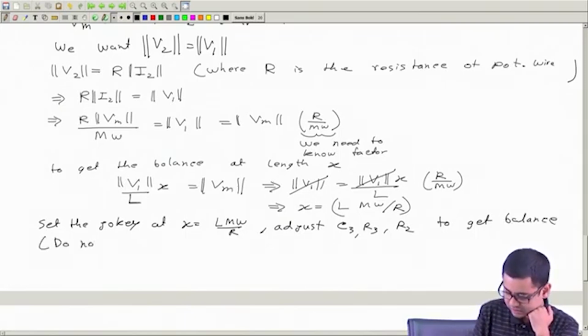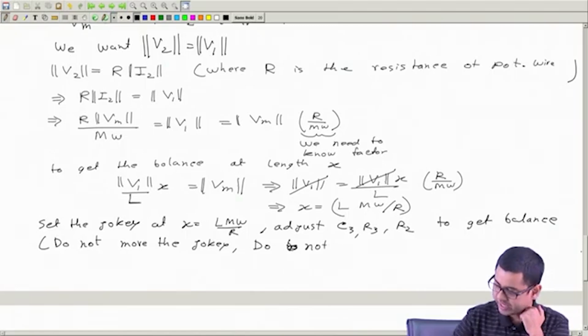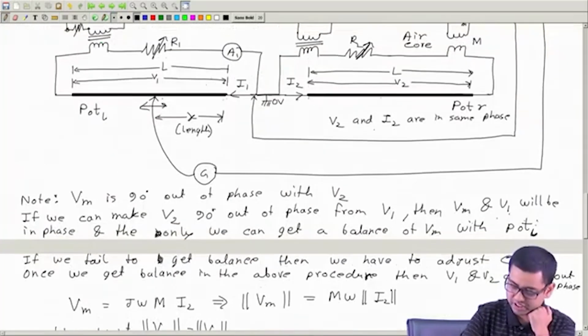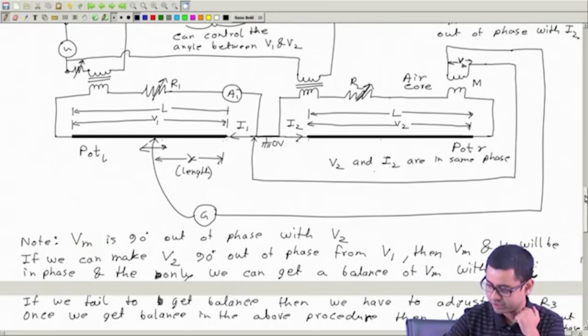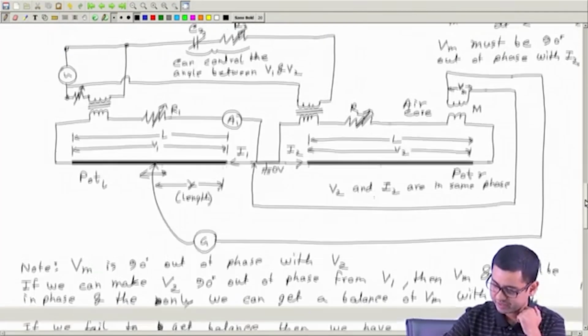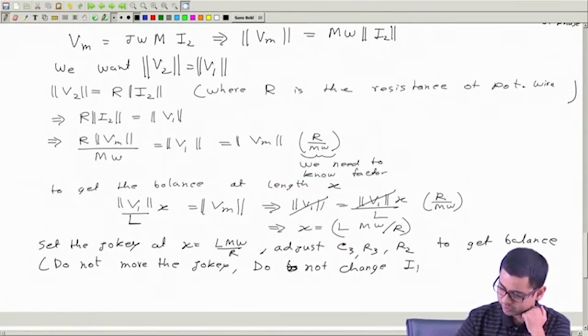Do not move the jockey at this point. Do not change anything in the first potentiometer. Okay, do not change R1 or this resistance. Don't change anything, or in one word, do not change this current I1, which is fixed in the first step. Do not change I1. This is most important.